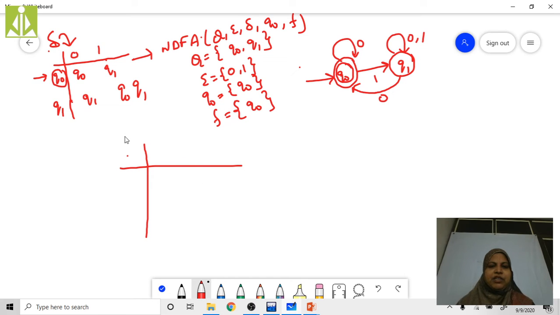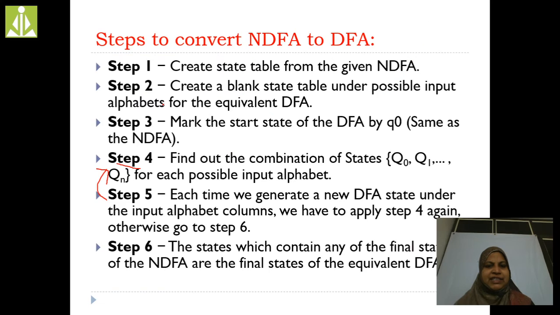Under the possible inputs, what are my possible inputs? Input symbols are 0 and 1, right? I have to create the blank state. Which one we have to take first? Create a blank state table under possible input alphabets, right? Now step 3, mark the state of the DFA by Q naught. Here mark the start state, initial state.